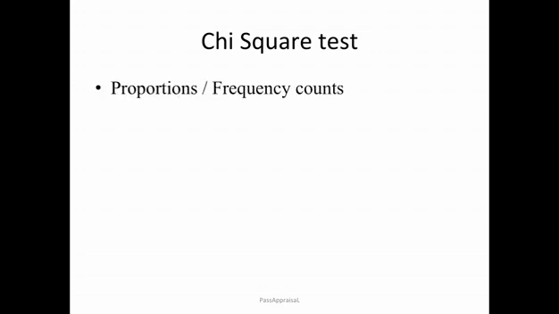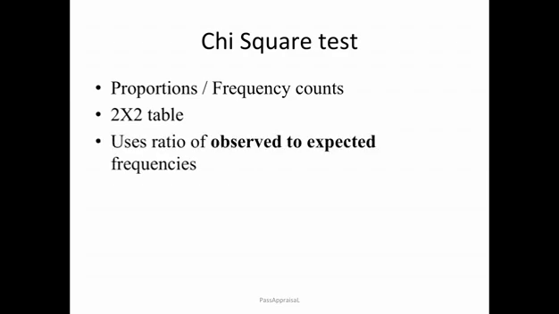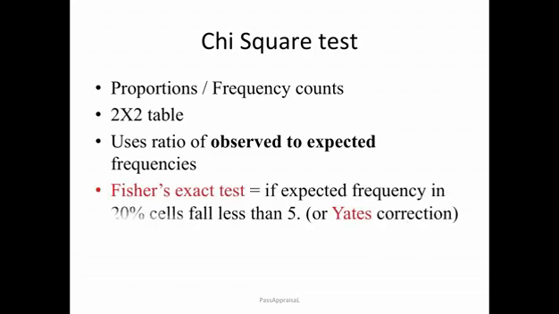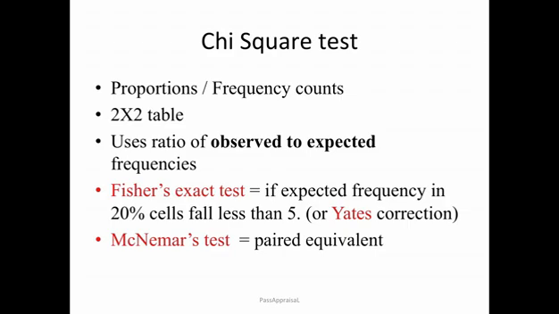Next set of univariate tests include the chi-square family. Chi-square tests are used to compare proportions or frequency counts. This test makes use of 2x2 tables. It uses the ratio of observed to expected frequencies when computing the statistics. If expected frequency is less than 5 in 20% of the cells, that is, at least 1 out of 4 cells in a 2x2 table, we need to use either Fisher's exact test or Yates's correction. McNemar's test is the paired equivalent of the chi-square test.